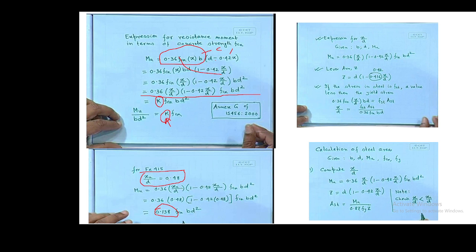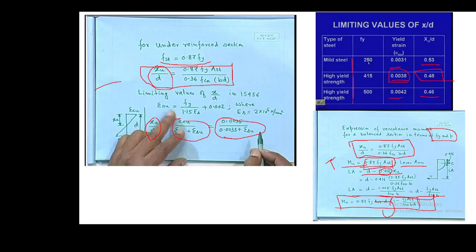So the expression for XU by D, given B, D and MU, if these values are given, then MU can be calculated by this. Then the lever arm is obviously calculated by D into bracket 1 minus 0.42 XU by D, as we already discussed. And if the stress in the steel FST has a value less than the yield stress, then it is like 0.36 FCK XU by D BD is equal to 0.87 FY AST. And this also we have seen here.